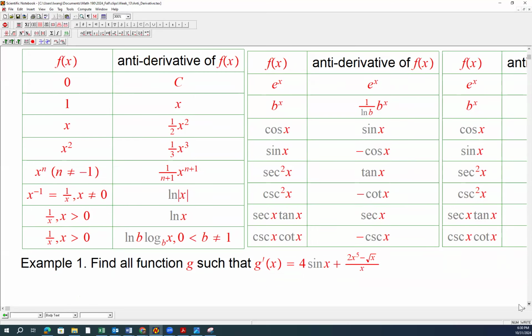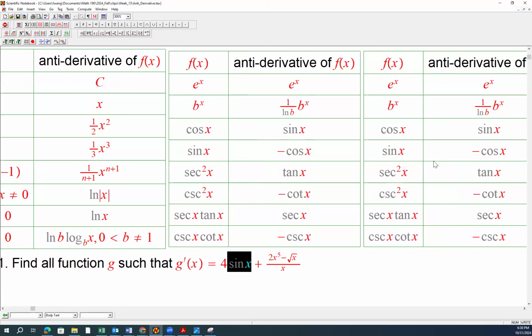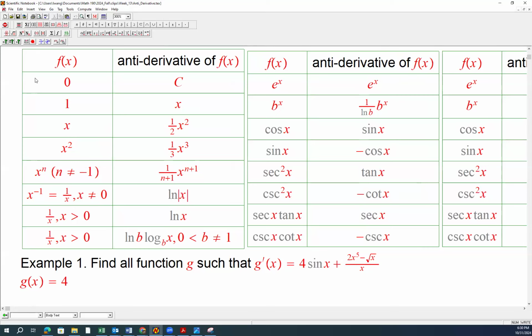So with that in mind, we know the derivative, and we're basically trying to find the antiderivative. So g of x would be the sum of the antiderivatives. For 4 times sine x, the constant will be kept. What is the antiderivative of sine x? The antiderivative of sine x is negative cosine x. You can look it up in the table, but I assure you pretty soon you don't need it anymore.